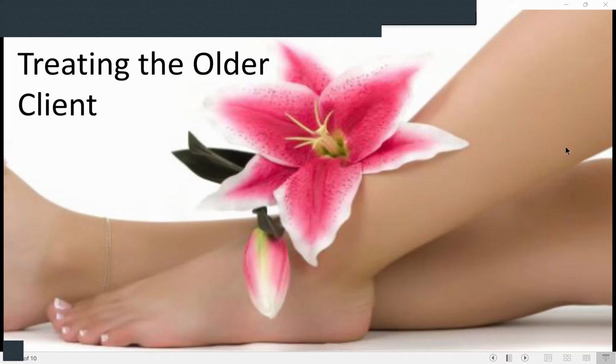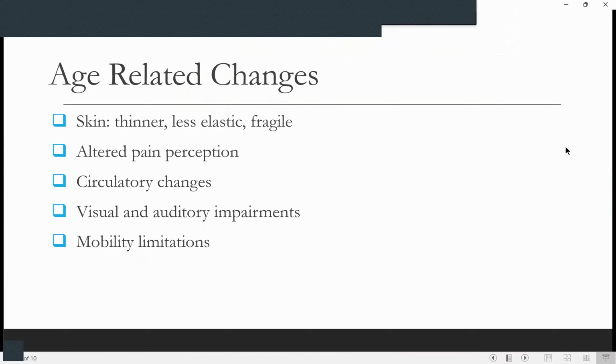Today we're going to look at treating the older clients. If you've got an older client, they are going to have age-related changes. This could include thinner, less elastic, more fragile skin, altered pain perception, even because of damage to the nervous system or because of cognitive reduction. Circulatory changes, so the circulatory system might not be as efficient and they might, for example, get cold feet more often. Visual and auditory impairments and mobility limitations.